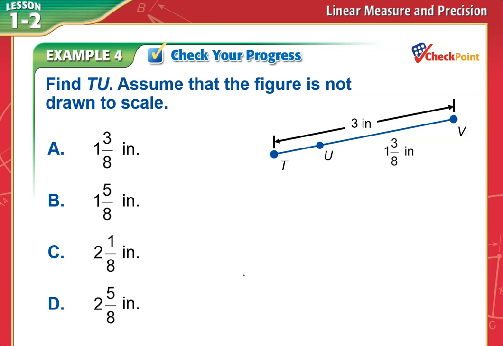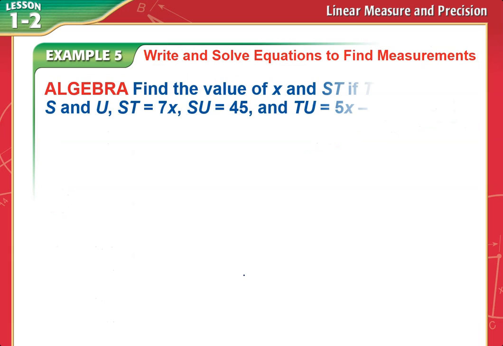Checking your progress, find length TU. You are correct. The answer is 1 5/8. Write and solve equations to find measurements. Find the value of x and ST if T is between S and U, and ST equals 7x, SU equals 45, and TU equals 5x minus 3.